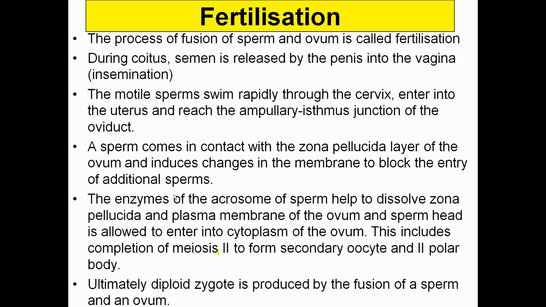So these enzymes are going to be released, and they ultimately make the way for the sperm nucleus to reach inside the ovum. And there is a sort of competition going on, as the meiotic 2 division is going to complete along with the penetration of the sperm inside the ovum, happening simultaneously. Ultimately, the diploid zygote is produced by the fusion of the sperm and the ovum.